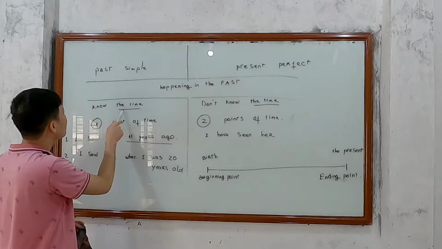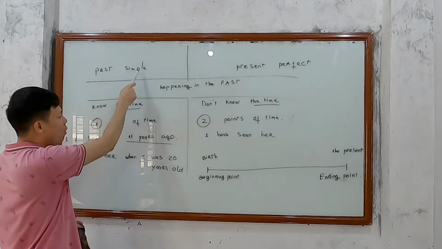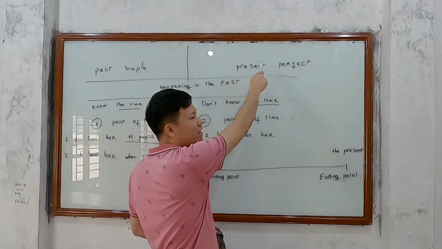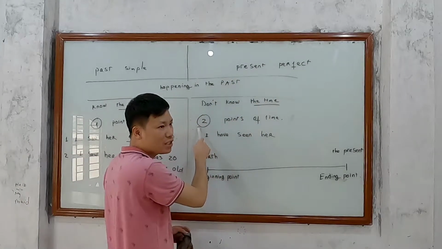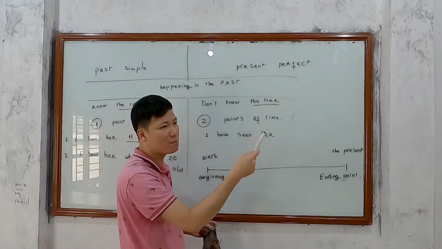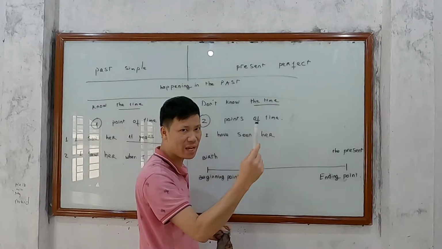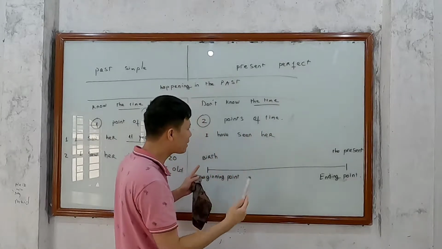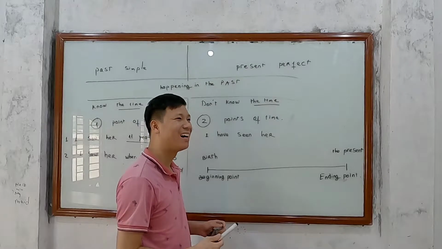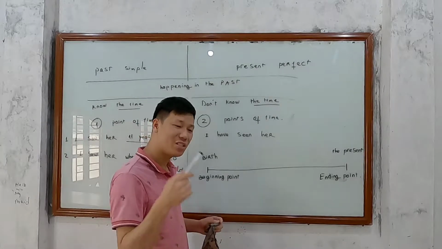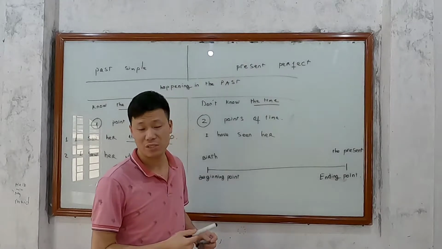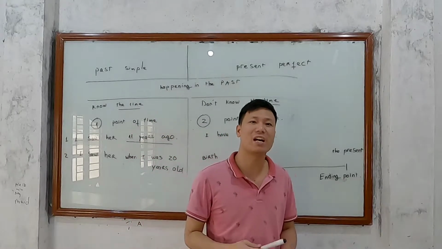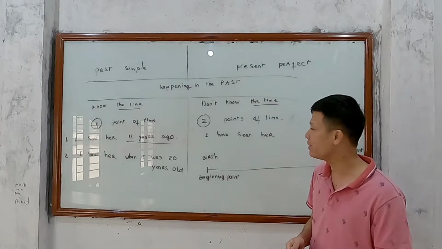you know the time. Past simple, you know the time, one point of time. The present perfect tense, you don't know the time, so you can guess, and there are 2 points of time, you guess, and it's a period of time. Just look at the previous lesson, you will see. In this lesson, I don't have enough time to tell you everything again.